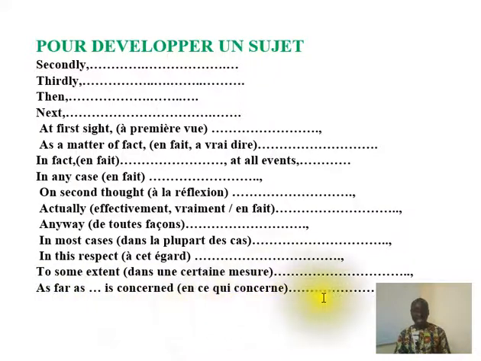As far as is concerned, en ce qui concerne. Quelque chose comme ça. Par exemple, de la vie, de l'argent, de l'éducation, de la formation, de l'anglais, de la langue. As far as the language is concerned, as far as the student is concerned, et ainsi de suite. Ok, as far as is concerned, en ce qui concerne. Vous voyez, donc nous allons pour développer un sujet. Voilà ce qu'on peut dire.